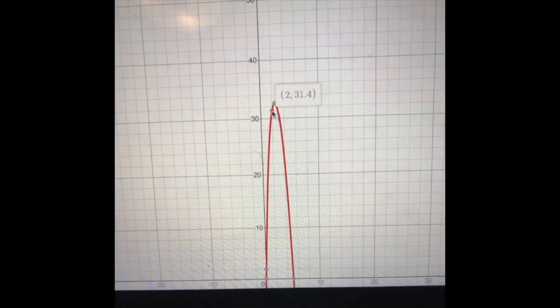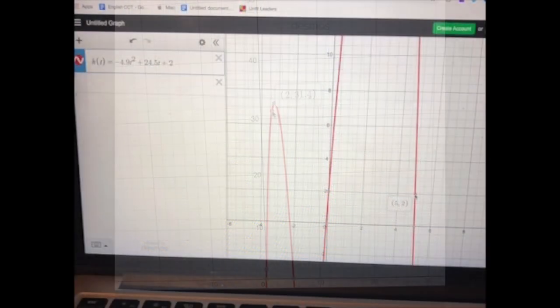Now we can look at the graph of the function to confirm our answers for part A and C. For part A, we were asked what the height was when t equals 2 seconds, and we found that the height was 31.4 meters. Through looking at our graph, we can confirm that this answer is correct, as we can see that at 2 seconds, the height is indeed 31.4 meters.